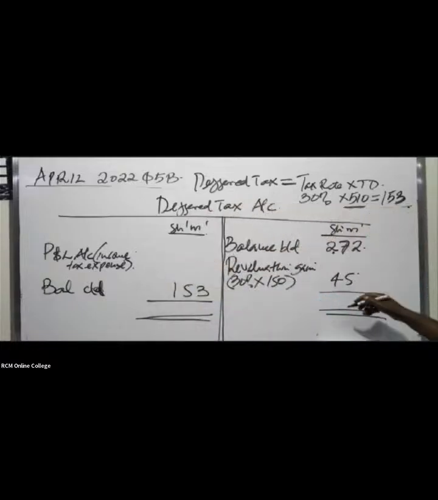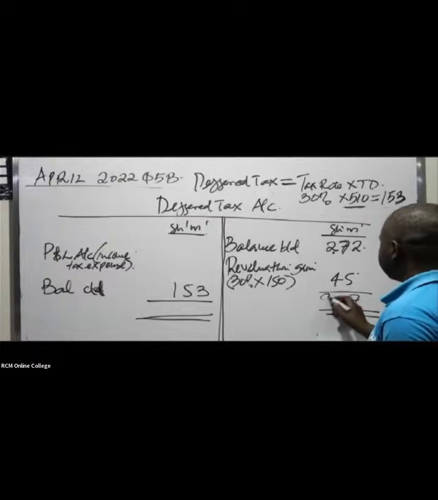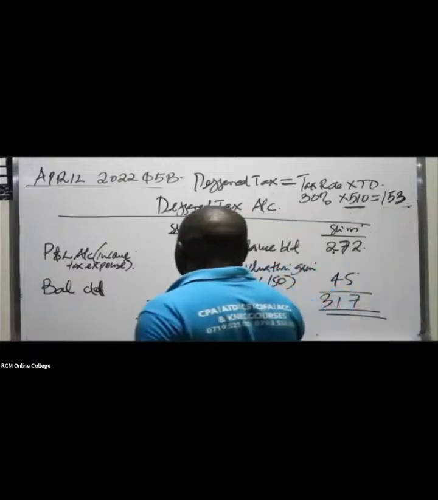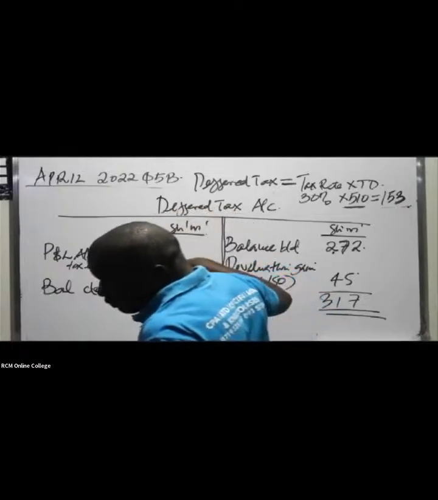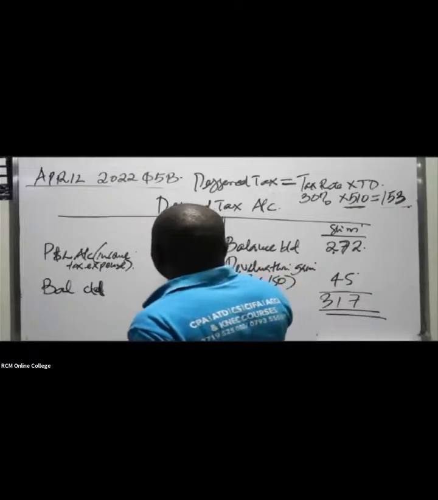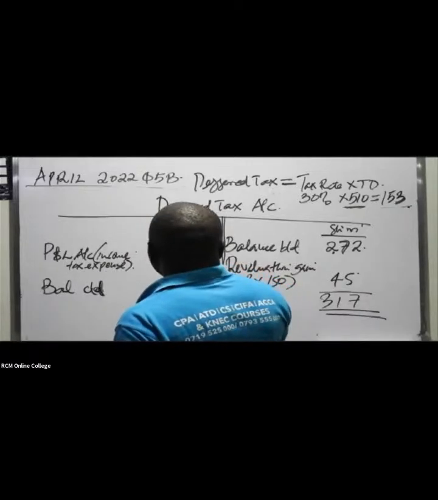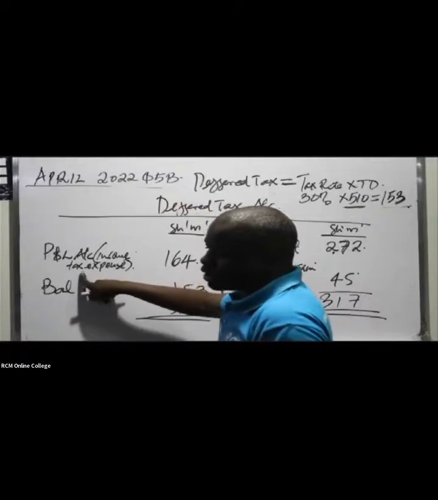So what do you get here? This is what? 219. So this one is 317. I think it's 317. So 317 minus 153. What do you get here? 317 minus 153, 164. I think it is 164. It is actually 164. And therefore, it means this one will go to the P&L account as an expense or as an income.